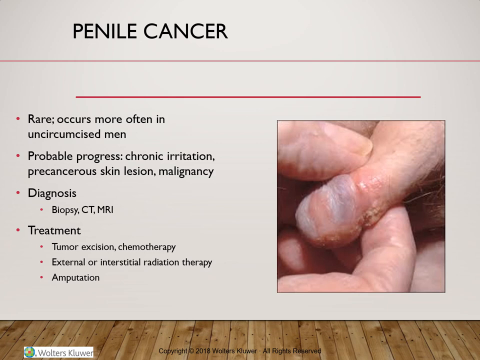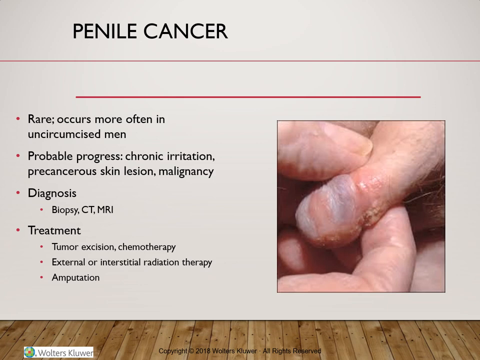Treatment is usually the tumor excision associated with chemotherapy, and may also provide external radiation therapy or a combination of those three. In terms of the extent of the surgical procedure, we can go from limited resections to the full amputation of the penis. Usually the 5-year survival rate for cancer of the penis is around 65%.